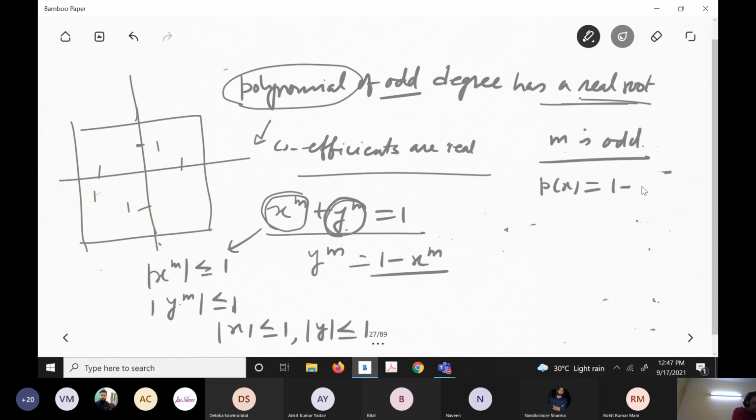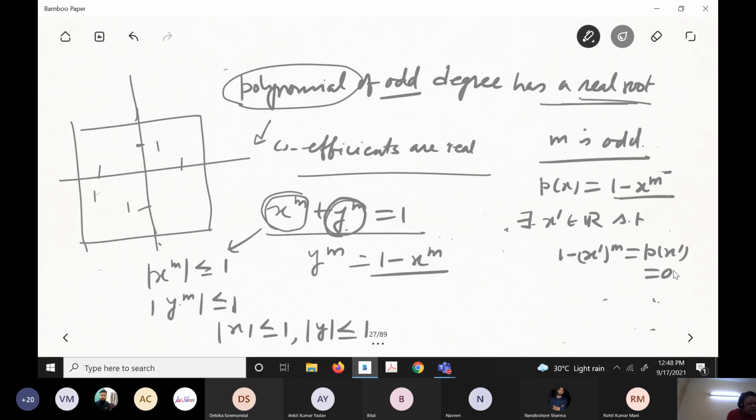I don't need that. Okay, I don't need C now. Consider this polynomial. This polynomial is a polynomial with real coefficients and odd degree. Okay, that means there exists x prime in real such that one root x prime to the power m equal to p x prime is 0, right? Got it? Yes, sir.